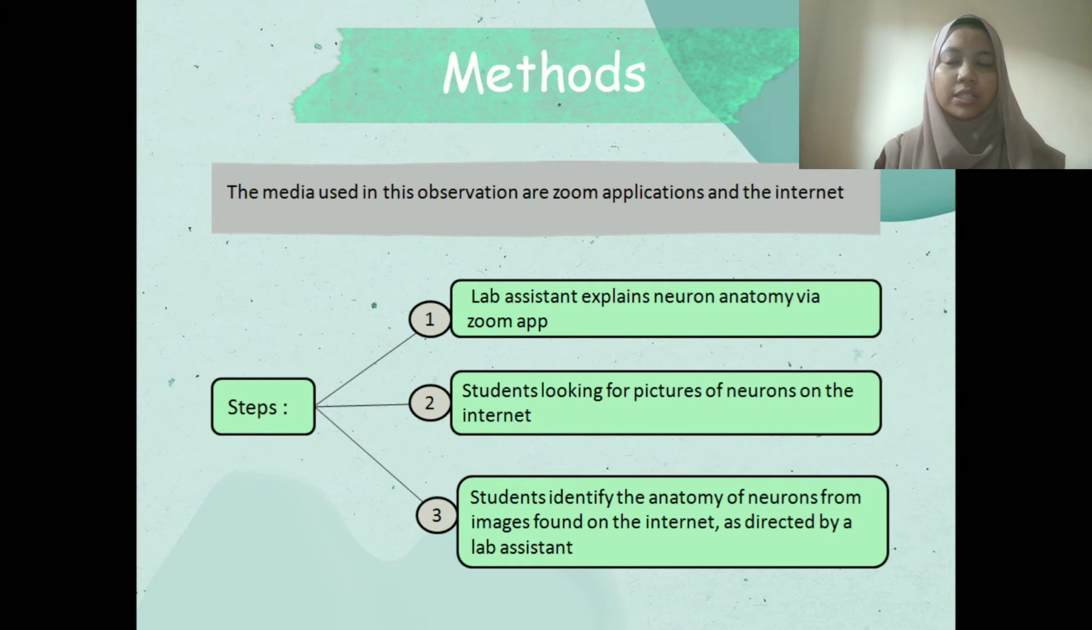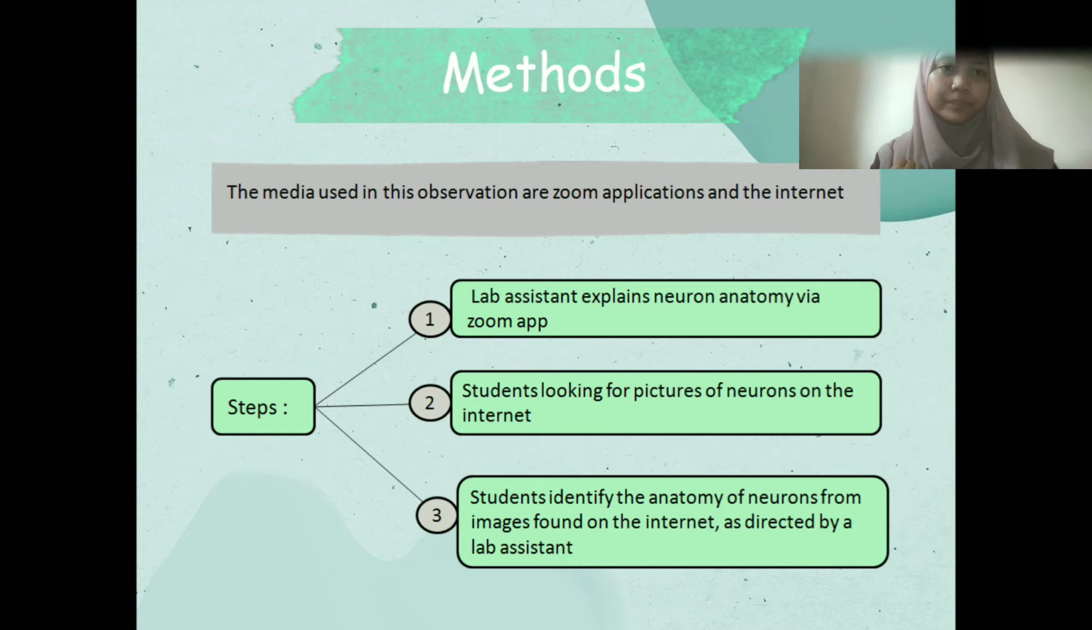These are the steps. Number 1, lab assistants explain neurons anatomy via Zoom app. Second, student looking for pictures of neuron on the internet. And the last is student identify the anatomy of neurons from image found on the internet as directed by a lab assistant.